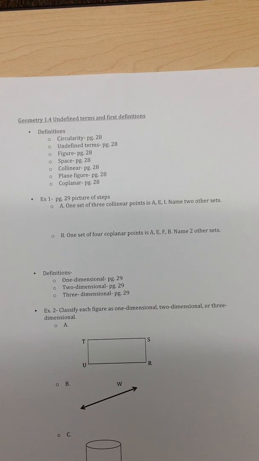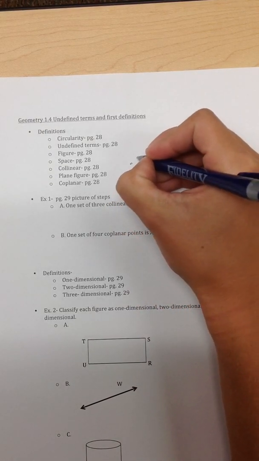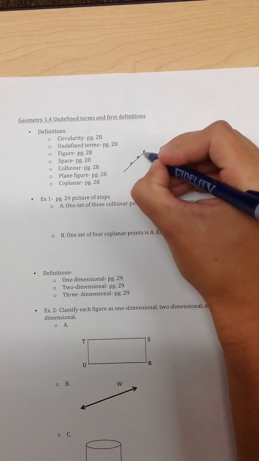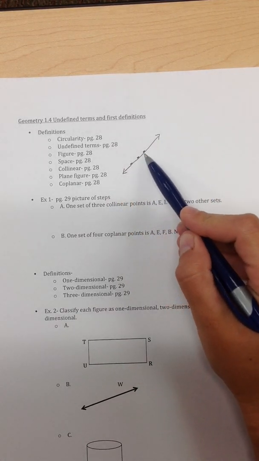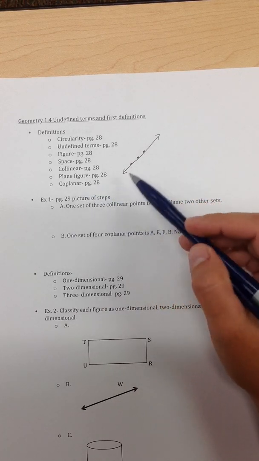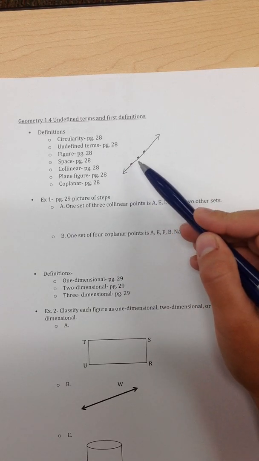Next one is collinear. What collinear means is that three or more points are collinear if there is a line that contains all of them. I'll draw something that's collinear here. I've got a point there, a point there, and a point there. If I connected those, they would all make a straight line. So those three points right there are collinear because they're all on the same line. Linear sounds like line, so collinear is when they're all on the same line. So that's collinear.